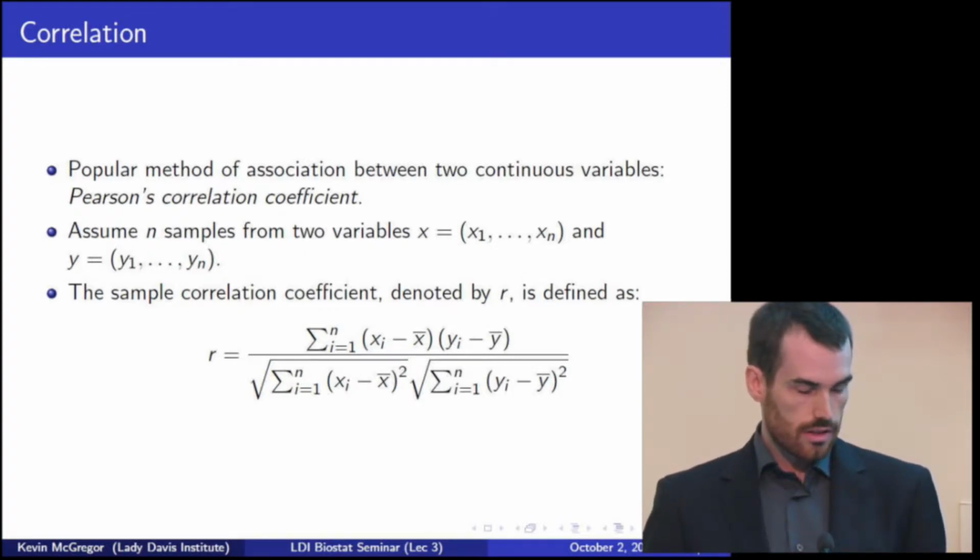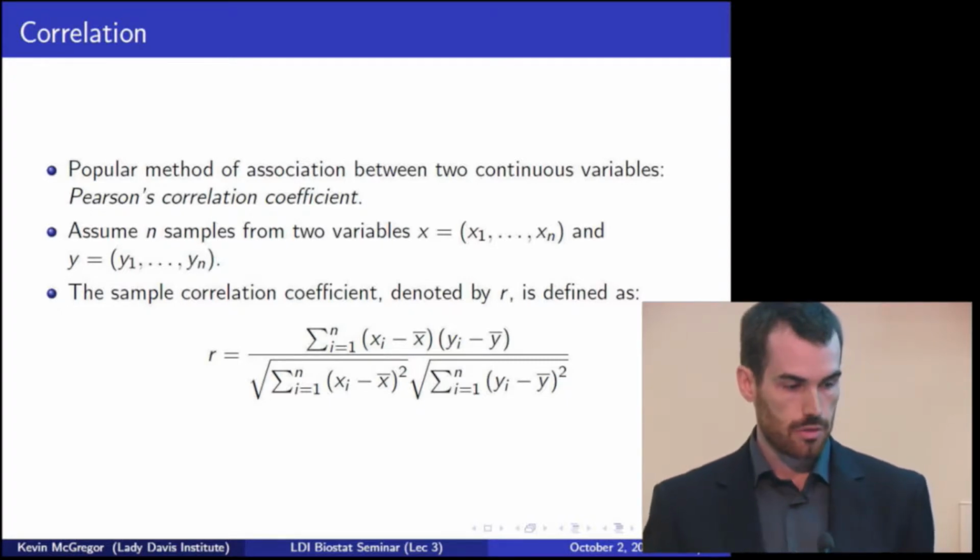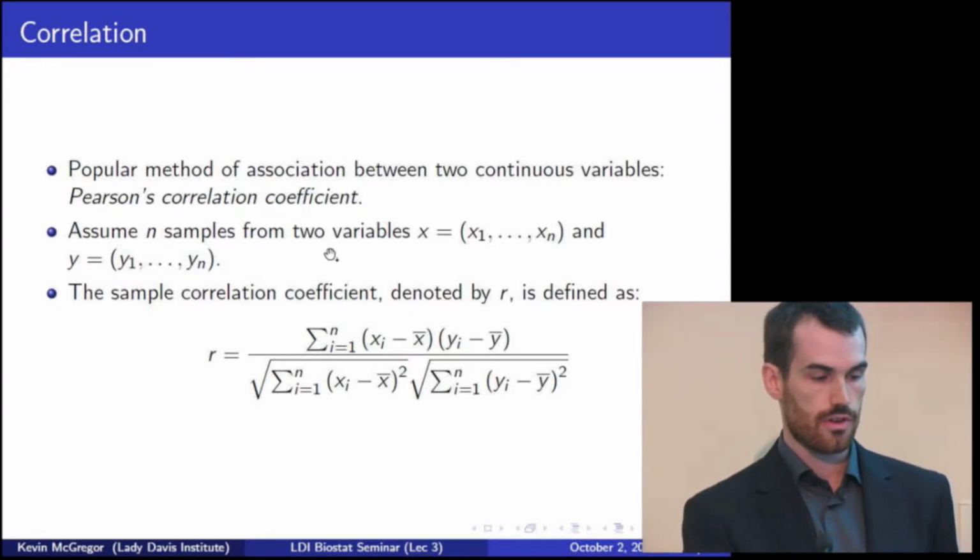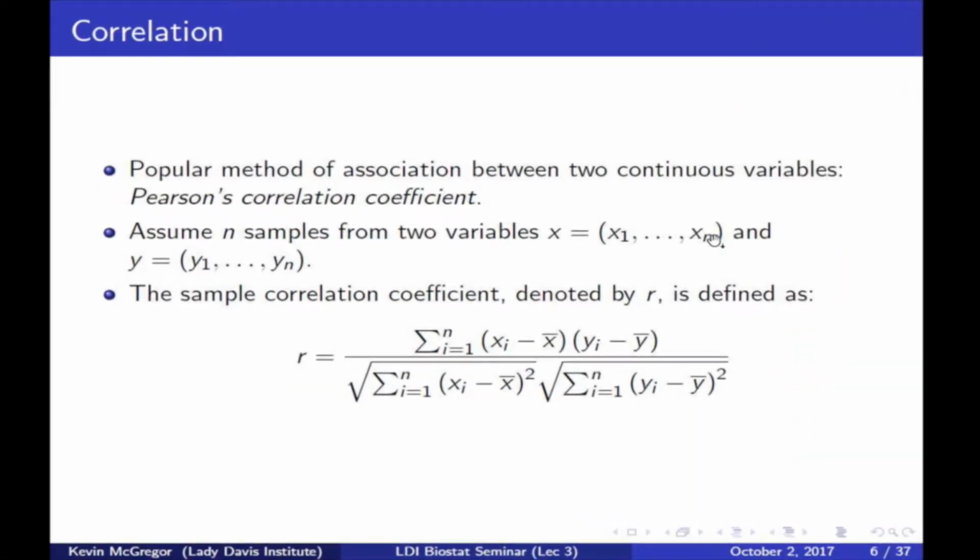So the notation is going to stay very similar to what we had before. So we have n samples, and this time from two variables, x and y. So x, you have samples from our n individuals, x1 through xn. And on the y variable, you have the y variable measured on those same individuals, y1 through yn. And we can calculate this big kind of ugly formula, which is the sample correlation coefficient. And we call it R by convention.